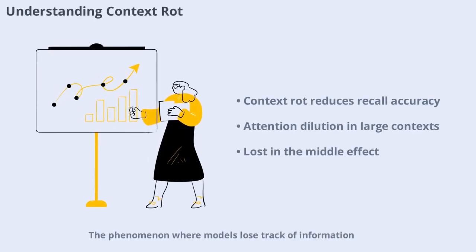The phenomenon where models lose track of information in long contexts is now called context rot. Even if all the data technically fits within the model's window, its ability to recall details drops as the context grows. This isn't just about running out of space. Attention gets diluted, and the model can't focus on everything at once. Researchers also identified the lost in the middle effect, where models miss important information buried deep in the context. Bigger windows help a bit, but come with high computational costs and diminishing returns.